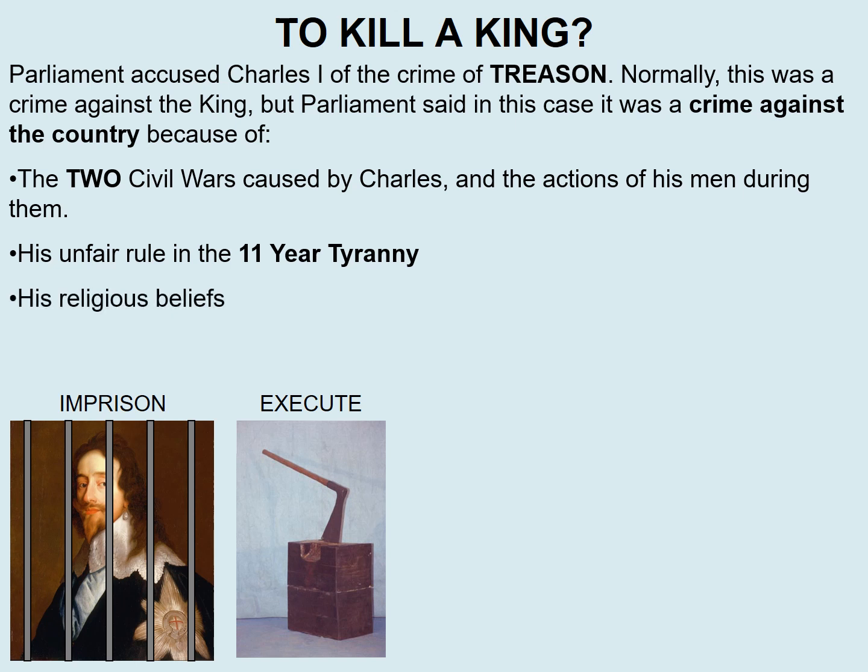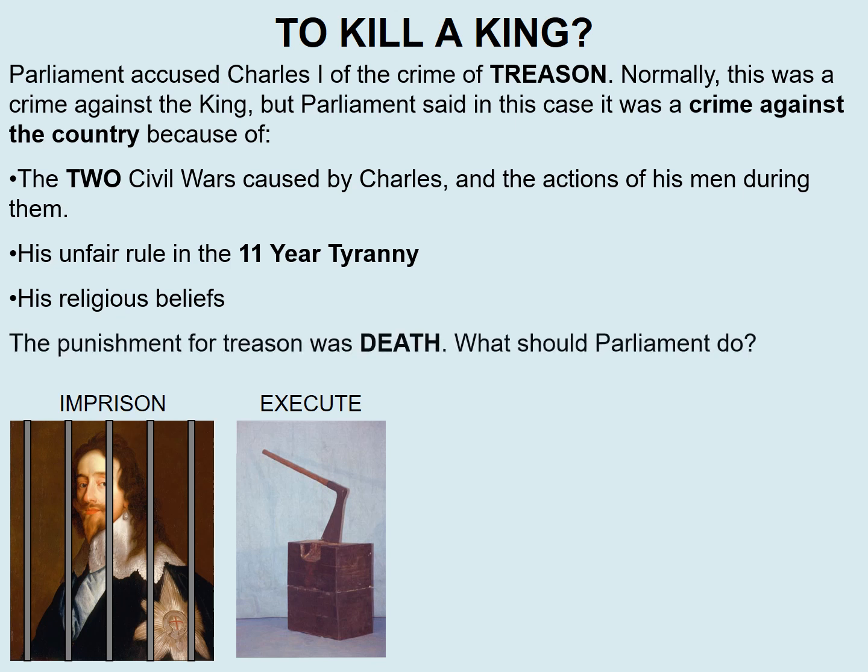Although Charles claimed to be a Protestant, and very likely was, he did like some Catholic ways of doing things. Many of Parliament's most extreme supporters were Puritans. They wanted to get rid of any Catholic influence on Christian religion in England at all. The fact that Charles was married to a Catholic hardly helped. So the punishment for treason was death. What should Parliament do?